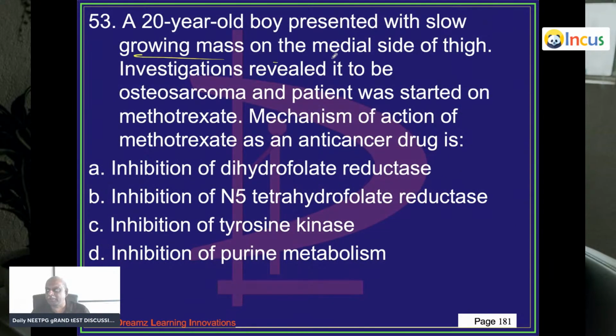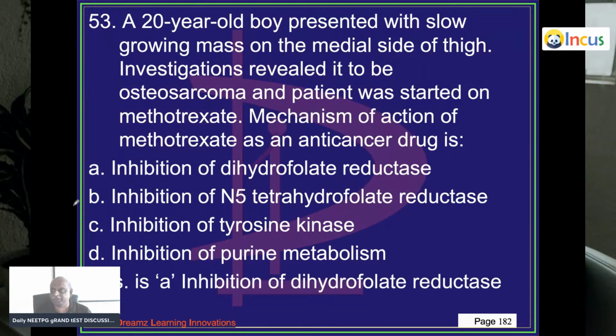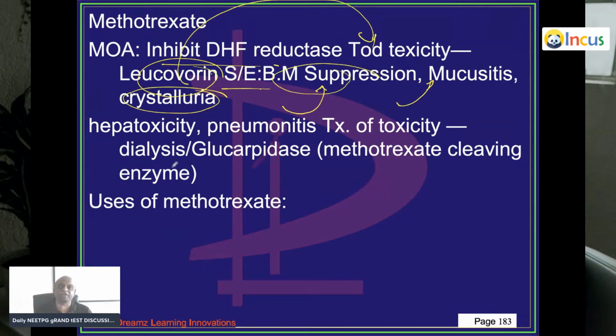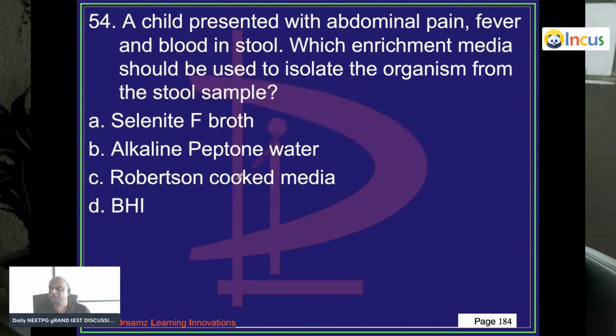20-year-old with slow growing mass on the medial side of the thigh. There is an osteogenic sarcoma which was treated with methotrexate. How does methotrexate act? It inhibits dihydrofolate reductase. So we use leucovorin to overcome the toxicity. And what are the side effects methotrexate can cause? Mucositis, crystalluria, and bone marrow suppression. Hepatotoxicity, pneumonitis is what you need to remember.